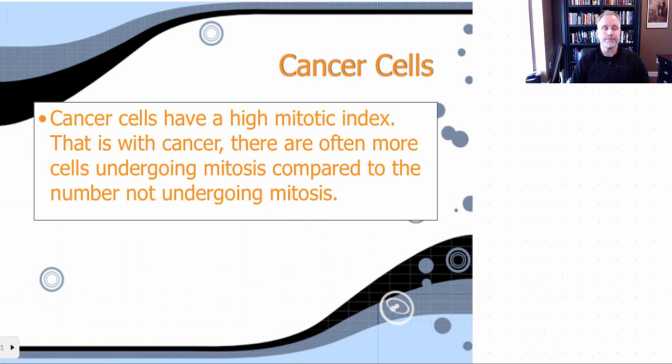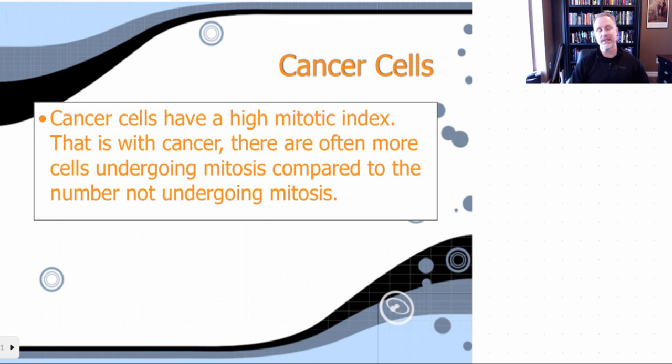Okay. Now, as far as cancer cells themselves, and we'll go through this in class as well, they have a very high mitotic index. In other words, they grow and divide at a much higher rate than a regular cell. And cancer cells are usually undergoing mitosis very rapidly compared to other cells.